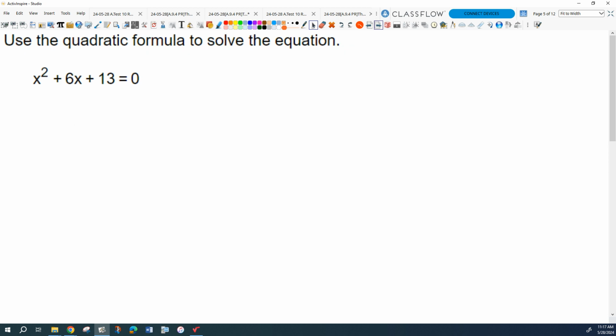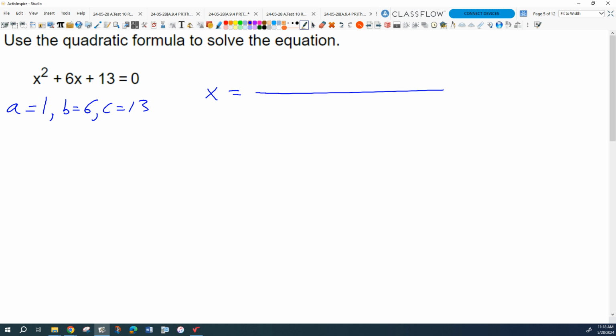Okay, again, quadratic formula, right? So if we use the quadratic formula, what are my values of A, B, and C? What's A? What is it? What's A? 1. What the heck, dude? Hey, let's be kind here.